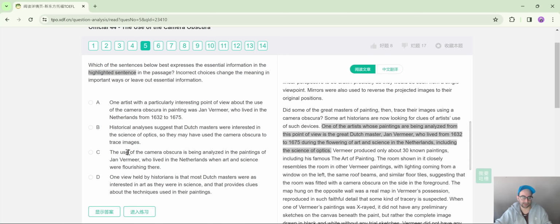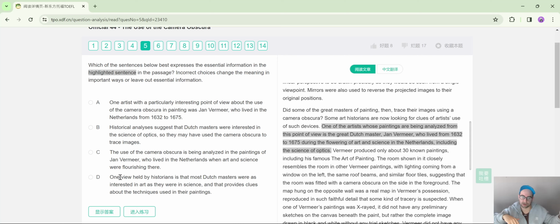So far this is fine. This is true. They did mention this. They're talking about it here. And they talked about the time he lived in. They were specific about it. So at that time, art and science were flourishing. They were progressing there. Now just check D just in case, because these are tricky question types.